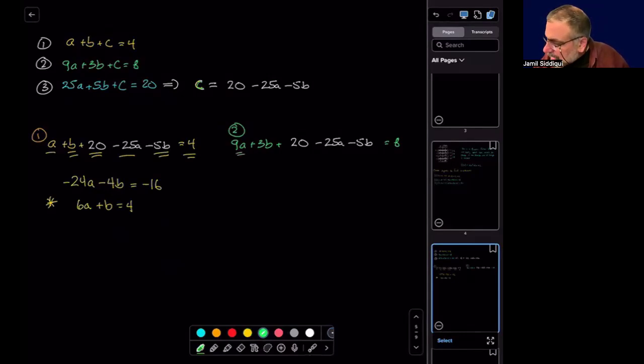Let's combine like terms. We've got a 9a and a negative 25a. That's going to give us negative 16a. We've got a 3b and a negative 5b. That's going to give us negative 2b. We're going to bring this 20 to the other side, and that's going to give us a negative 12. On this side, I'm going to divide everything by negative 4, and that's going to give us 4. I'm sorry, no, negative 4 is not going to be so great. Let's do negative 2. That's going to give us 8a plus b equals 6.